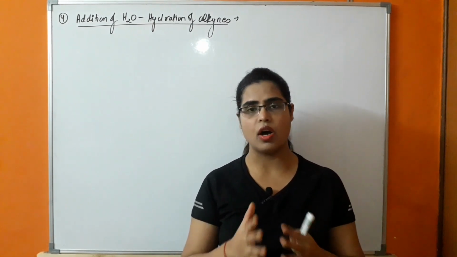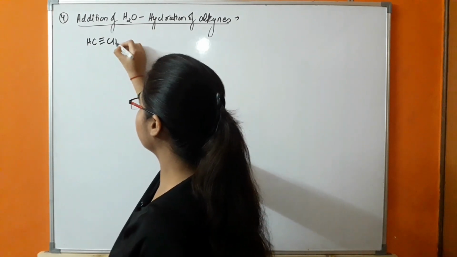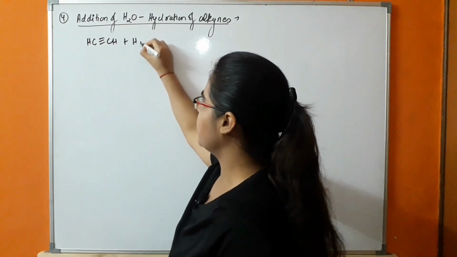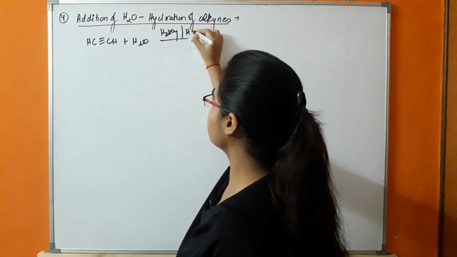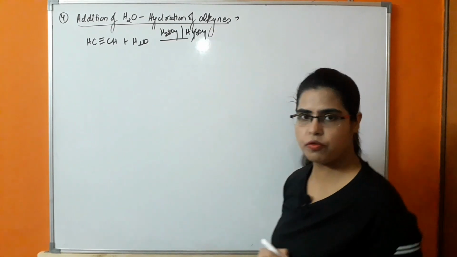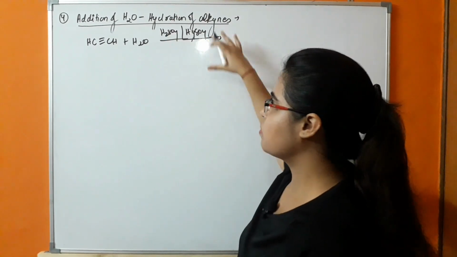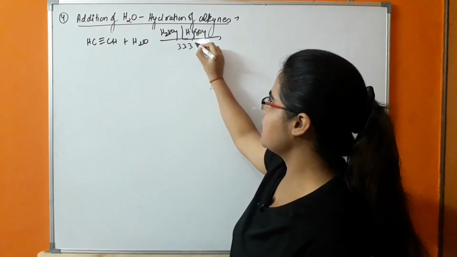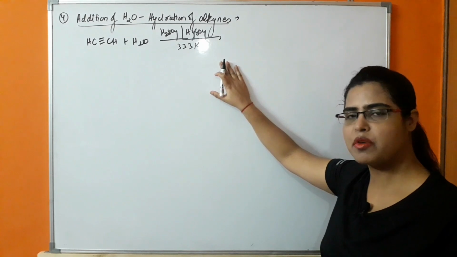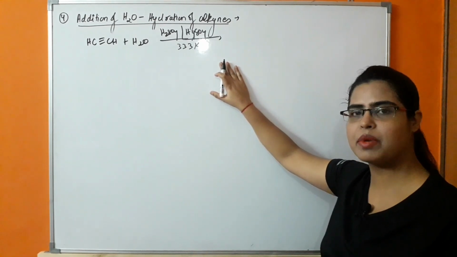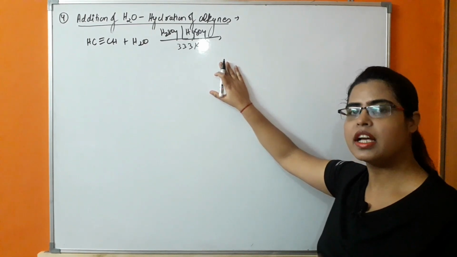So let's see how the reaction takes place. Acetylene reacts with H2O in the presence of H2SO4, and the catalyst used is HgSO4, and the temperature of the reaction mixture is 333 Kelvin. This reaction takes place in two steps. In the first step there will be formation of vinyl alcohol, while in the second step this vinyl alcohol will tautomerize to give a keto compound.